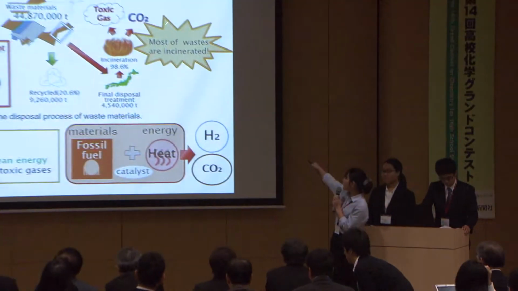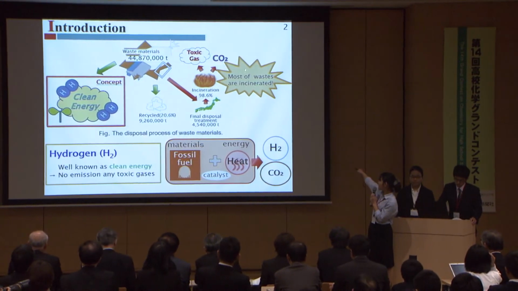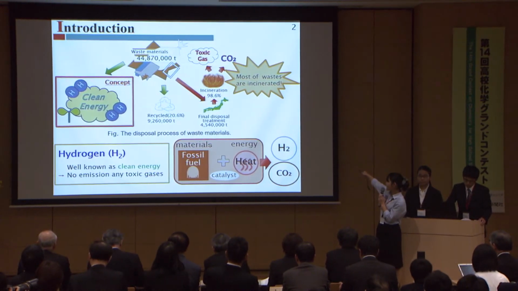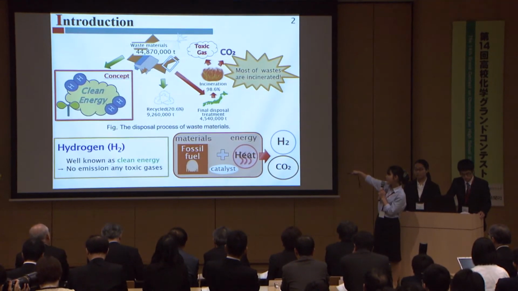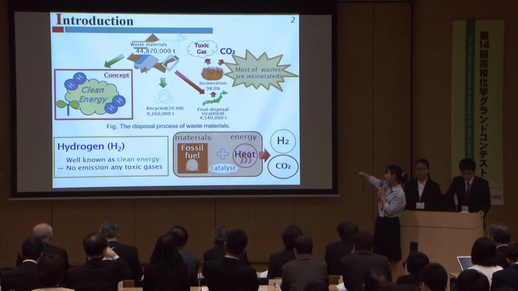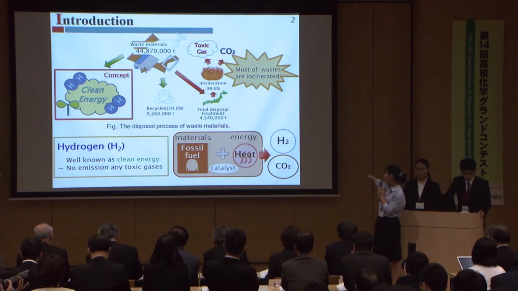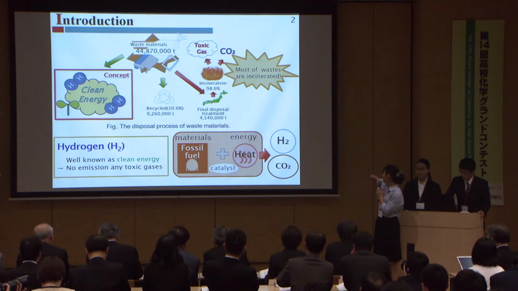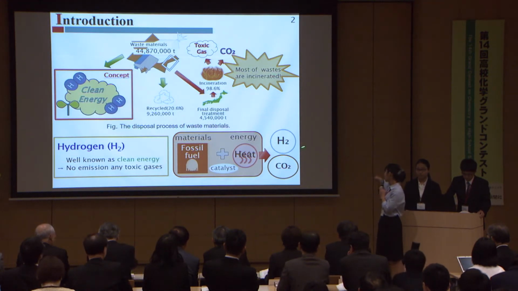Introduction. Most waste material is incinerated in Japan and generates toxic gases. On the other hand, hydrogen is well known as a clean energy due to no emission of any toxic gases. However, the industrial hydrogen evolution system uses fossil fuel. Therefore, it does not provide pure hydrogen.